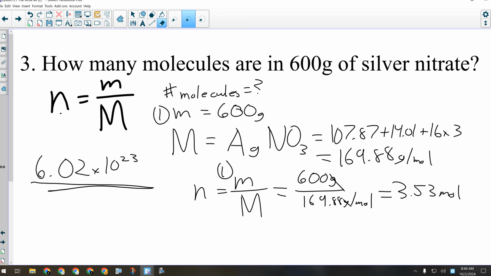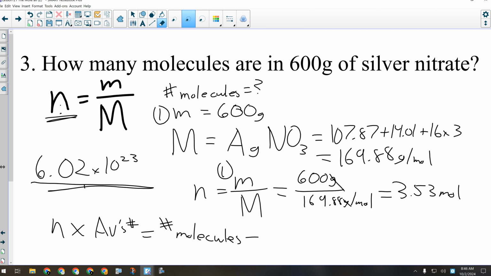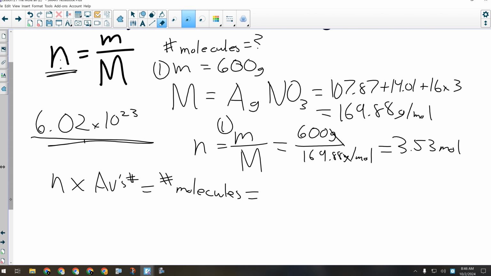Now I have the number of moles, I have n. So I have the number of moles and I have the number of particles, in this case molecules, in a mole. What do I do with those two numbers to get the number of molecules? Multiply them. So n times Avogadro's number will give me the number of molecules. That's going to mean taking the 3.53 with all the decimals in it and multiplying it by 6.02 times 10 to the 23.